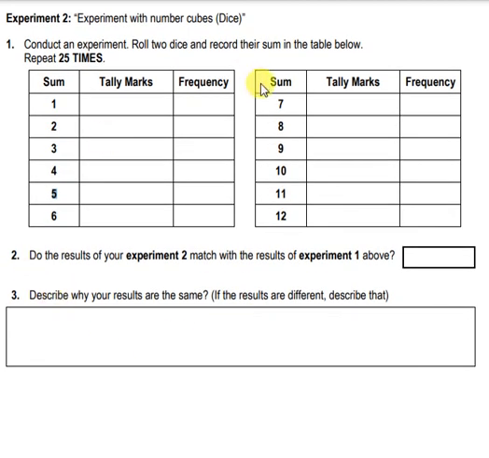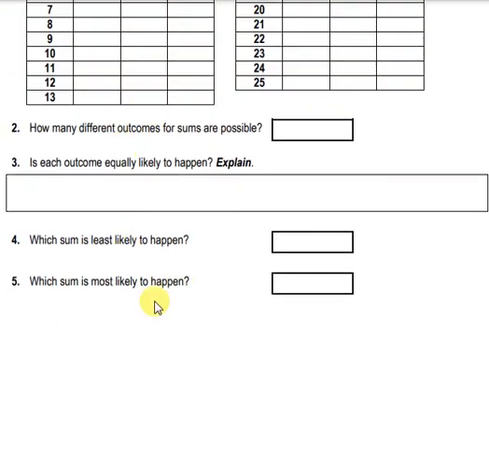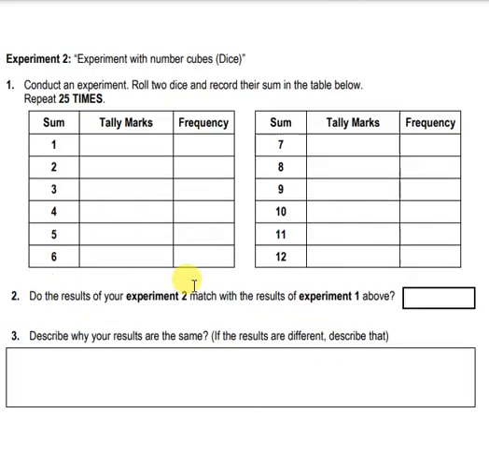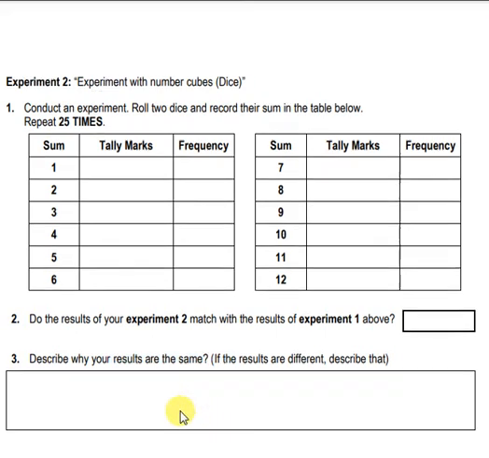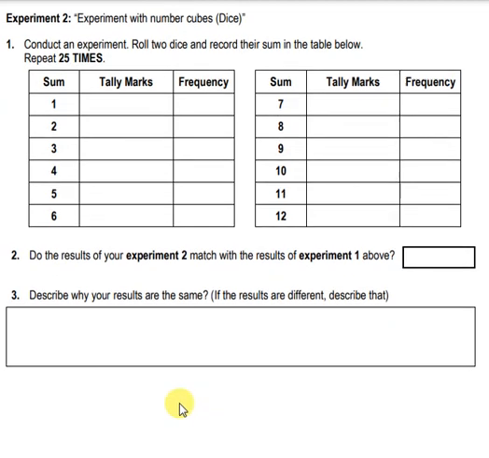After doing this experiment, you are going to make a comparison. Do the results of your second experiment match the results of experiment 1 above? What did you conclude here: which is the most likely, which is the least likely? Do you think the same is happening again, right? And then you have to describe whether they are the same or not, why they are the same if they are, and if they are not the same, why they are not. So this is a very simple experiment assignment for you.